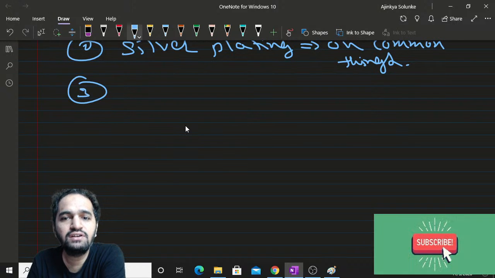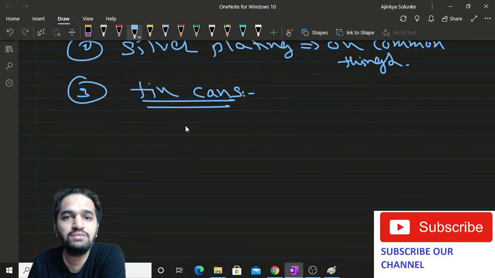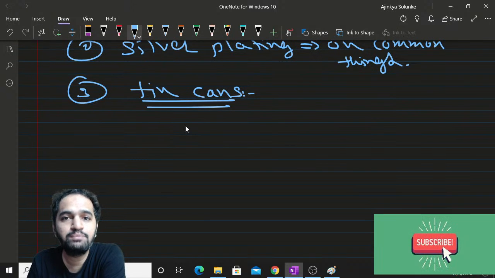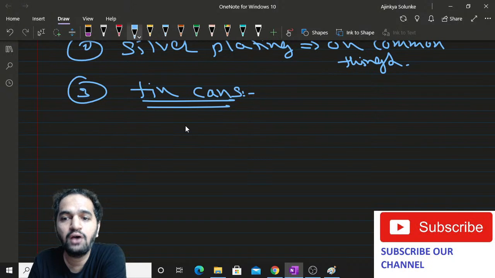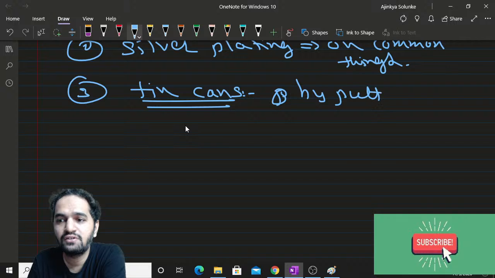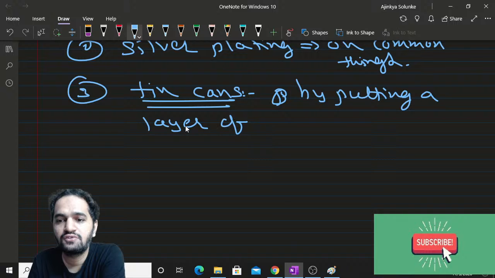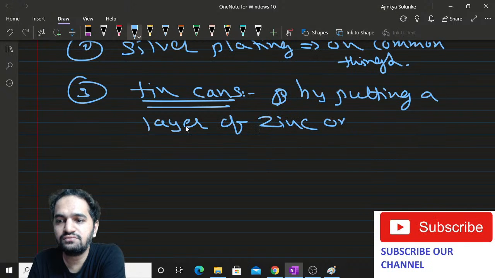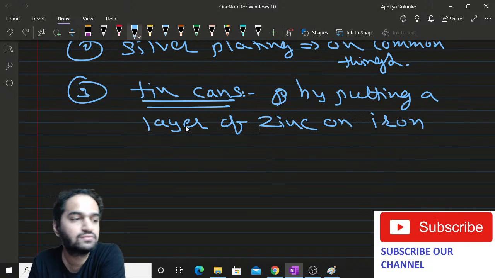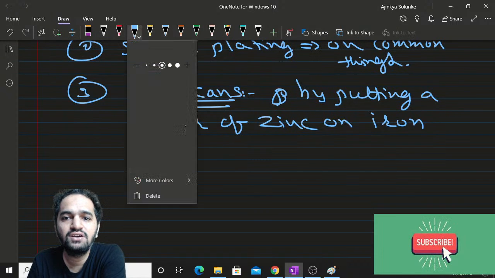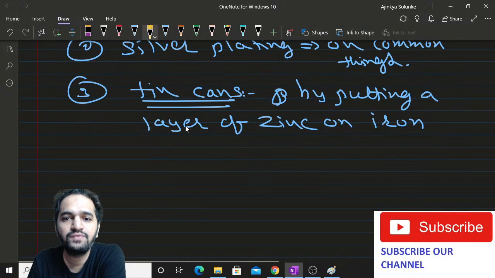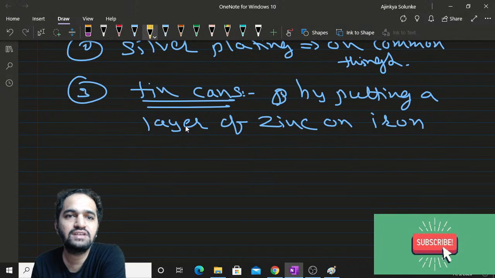Okay, have you seen the tin cans? Normal tin cans can be created by putting a coat of zinc over iron. How are they created? By putting a layer of zinc on iron. Now can you tell me in this case who is going to be anode and who is going to be cathode? In your textbook, can you please write it down? Just in the application of electroplating, can you just write it down there?